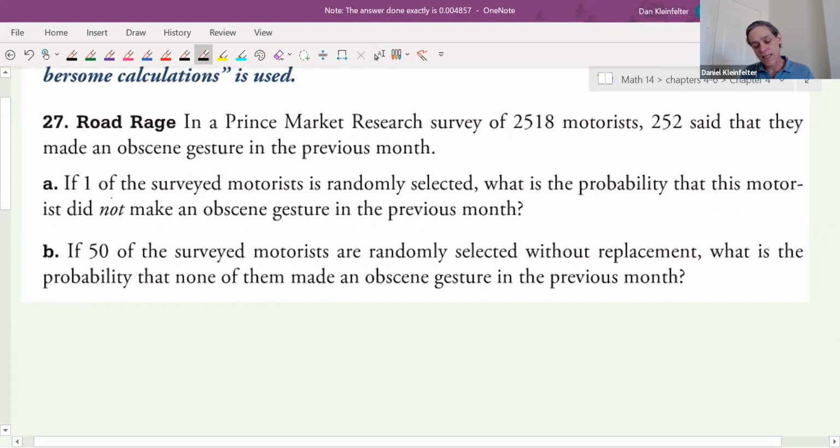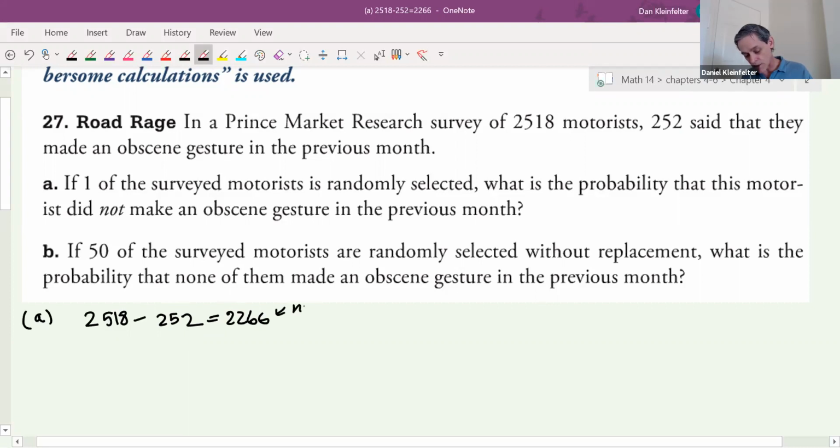In A, it says if one of the surveyed motorists is randomly selected, what is the probability that this motorist did not make an obscene gesture in the previous month? So there were 2,518 total motorists. And so if we take away the ones who did make the gesture, that's 252. There's 2,266 who made no gesture.